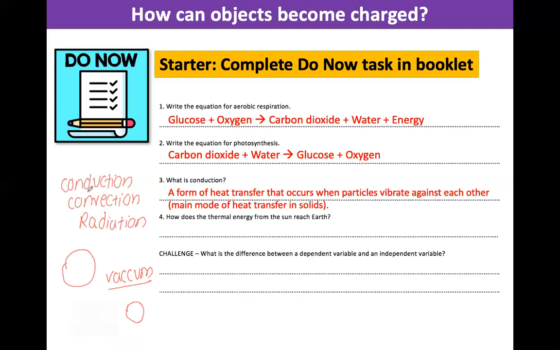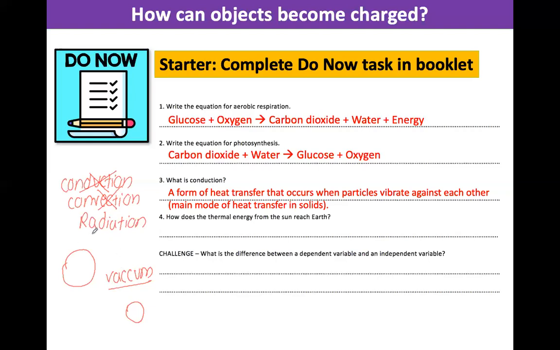Can it be conduction? No, because we need particles to be able to vibrate against each other. So it cannot be conduction. And can it be convection? No, it can't be convection, because remember, that's when the liquid or the gas particles are rising and then forming that convection current, so it can't happen.